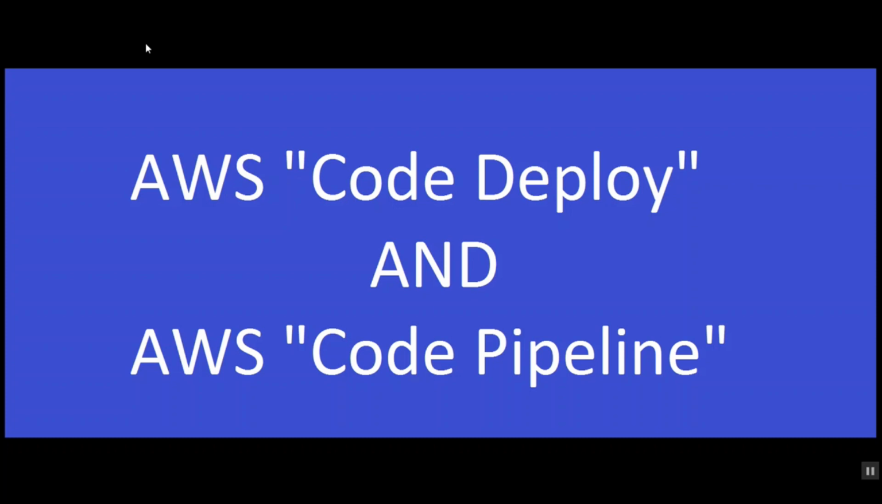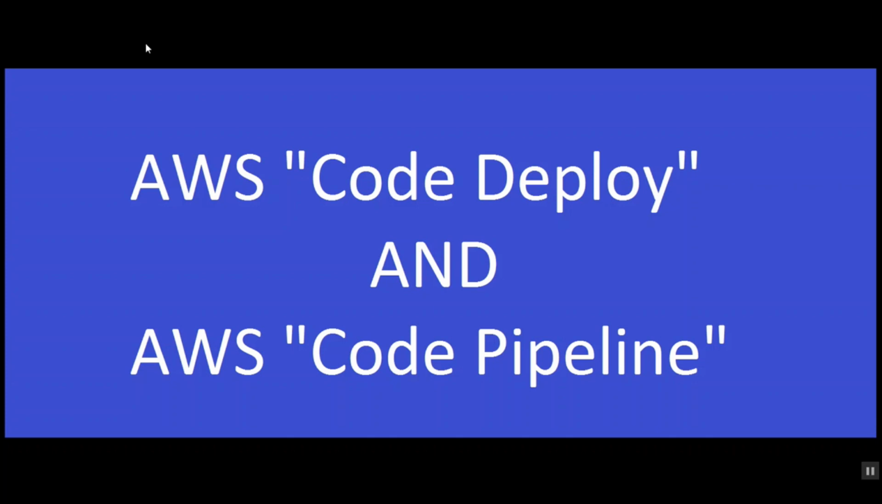For that, we will use CodeDeploy. CodeDeploy basically automates building and deploying applications. It makes it easy and faster. And CodePipeline is, on the other hand, like a CI and CD engine, continuous integration and continuous delivery.